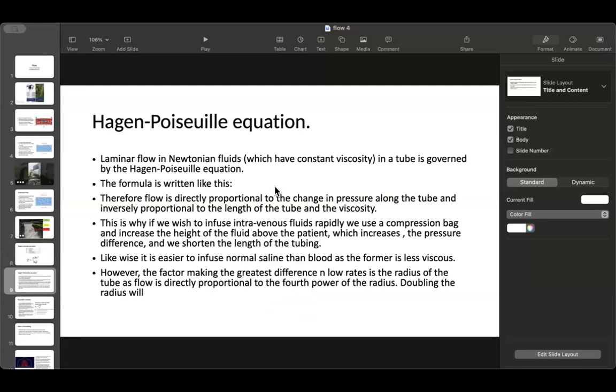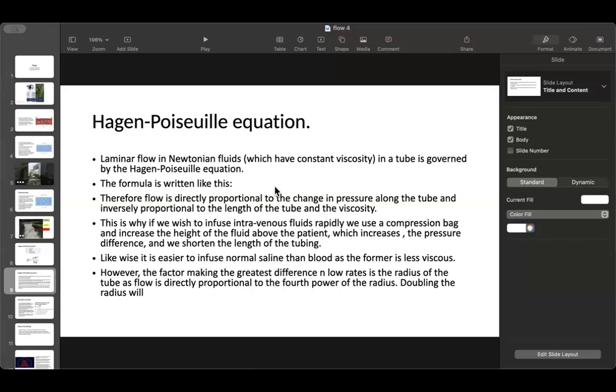The Hagen-Poiseuille equation describes laminar flow in a Newtonian fluid. Newtonian fluids are fluids that have constant viscosity in a tube. The formula is written in that way. Therefore, flow is directly proportional to any changes in pressure and inversely proportional to the length and the viscosity of the tube.